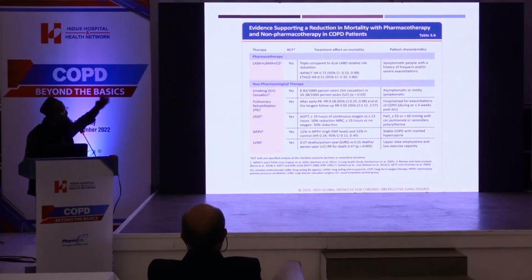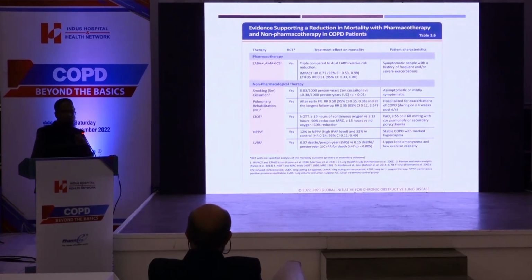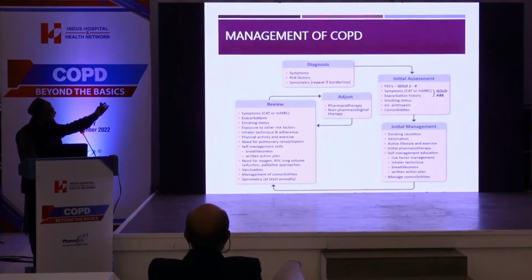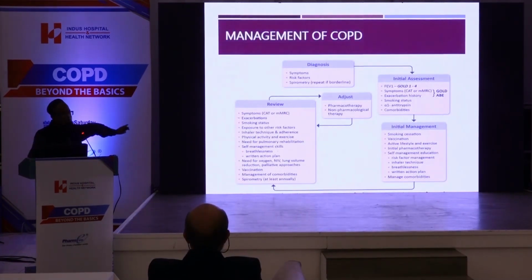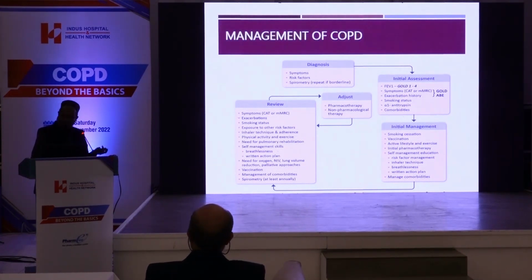So earlier we only took smoking cessation and long term oxygen therapy. Now the list is longer, though it reduces the mortality in a selected group of patients, not in every patient. So this is an algorithm: confirm the diagnosis, assess the severity, look at the treatable traits, look at the cause, give treatment, adjust at follow up according to the treatable traits, and review how your patient is doing.